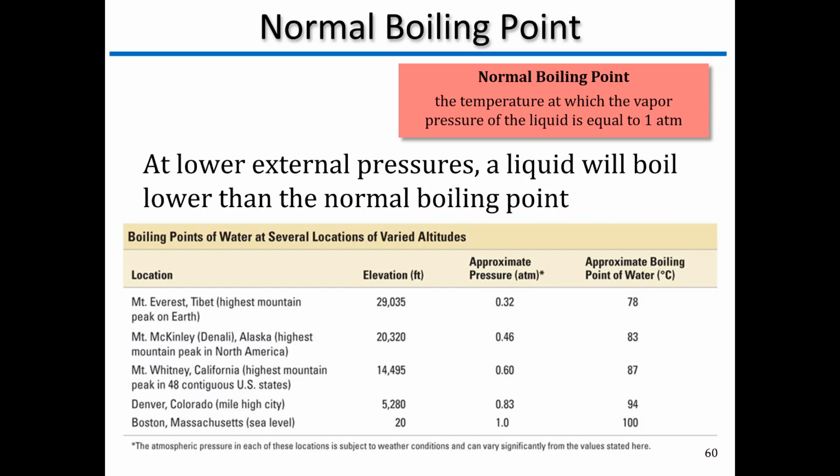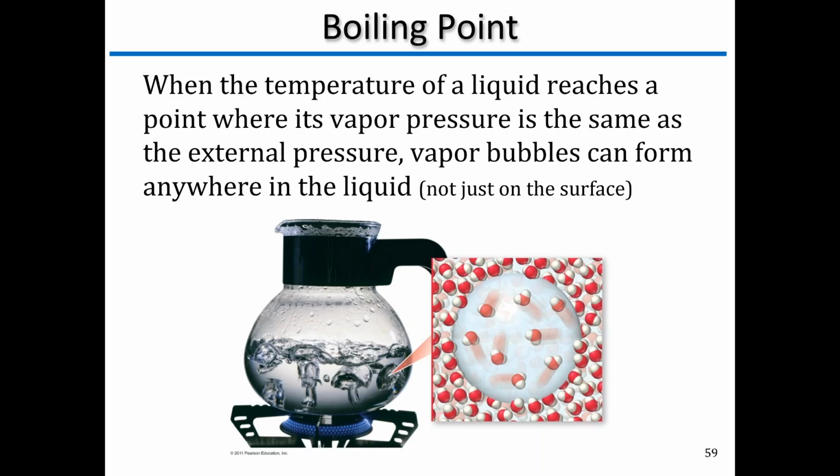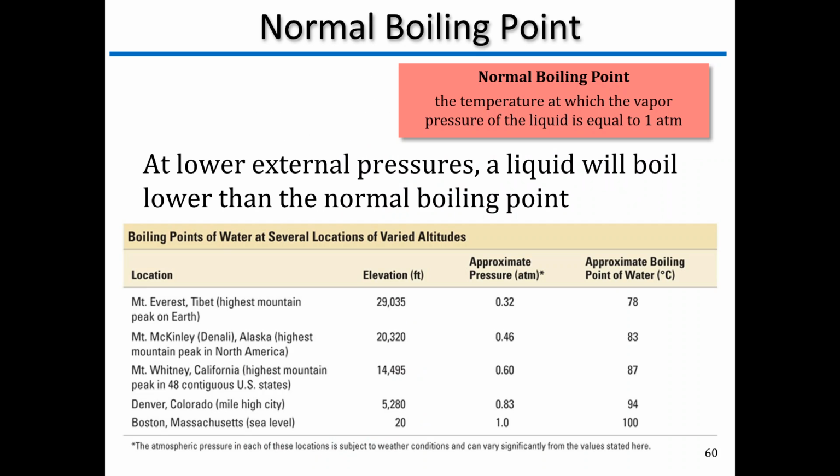So why would that be? Well, as I said, there would be less pressure pushing back against the liquid. Remember, we're talking about when the vapor pressure is equal to the external pressure. So if the external pressure is lower, then the boiling point will be lower. As we go up in elevation, our pressure becomes lower, so our boiling point also lowers. If we're closer to sea level, we have higher pressure, so our boiling point is also higher.